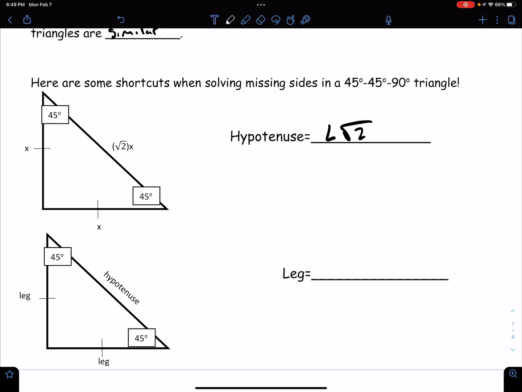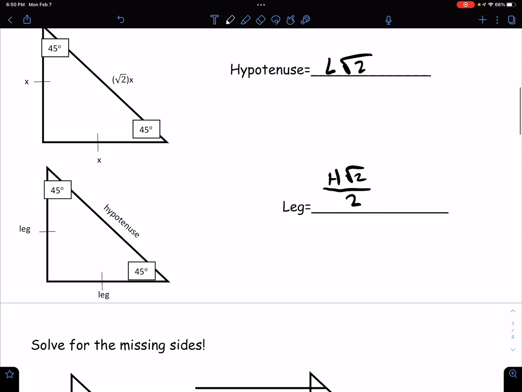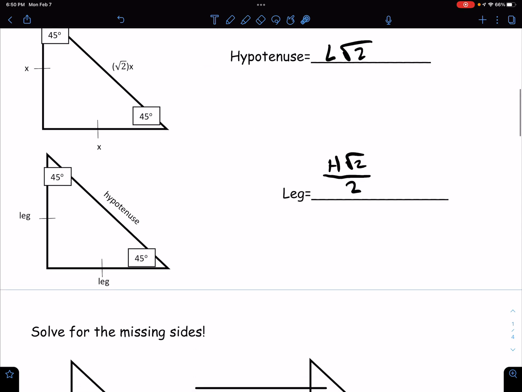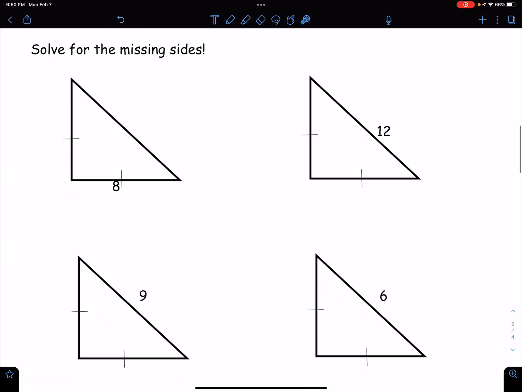Now if I'm finding a leg, I'll say that the leg is the hypotenuse, H stands for hypotenuse, get it? Times the square root of 2, all divided by 2, because there's 2 legs. So that is the shortcut for the leg. Again, to find the hypotenuse, it's a leg times the square root of 2. To find the leg, it's the hypotenuse times the square root of 2 divided by 2.